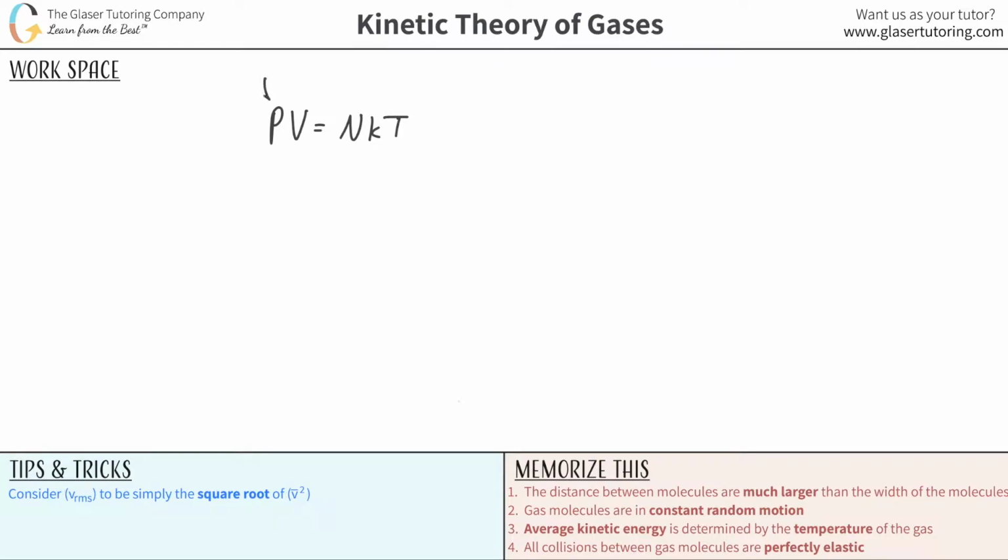The pressure, if we remember, is in Pascals. The volume is in cubic meters. N is just the number of molecules. The k is the Boltzmann constant, which you've got to remember: 1.38 times 10 to the minus 23, I think in joules per kelvin. And temperature is measured in kelvins.